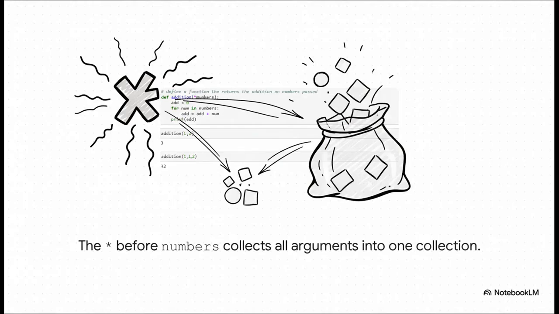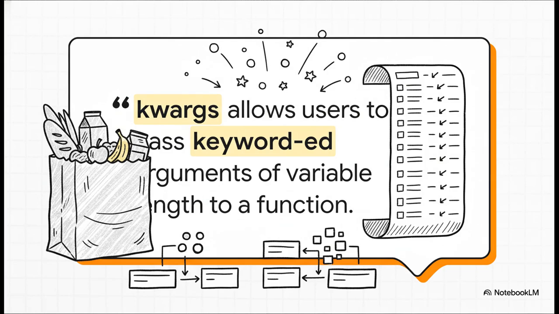See that little star, the asterisk right before the word numbers? That's literally the magic spell. It tells Python, hey, whatever arguments I get, just pack them all together into a collection called numbers. And you can see it right there in action. We call our addition function once with 2 numbers and then again with 5, and the exact same function handles both of them perfectly.